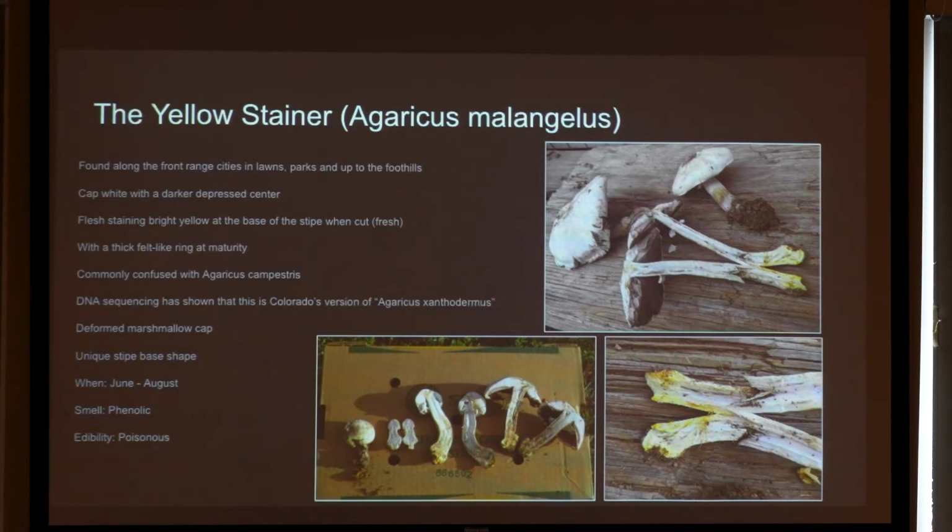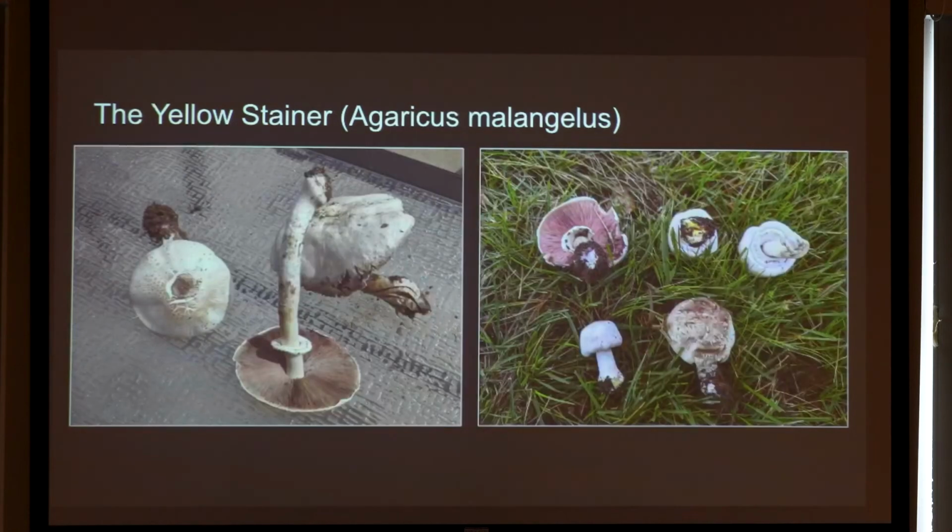If we go to the next slide, here's some more. This is the same one that was before, sliced. You see that little bump? And then you'll see the ring is really thick. It's got a thick felt-like ring. This species is the same as this species, even though this one's really long. If you look at the very base of it, it's got that same shape to it.